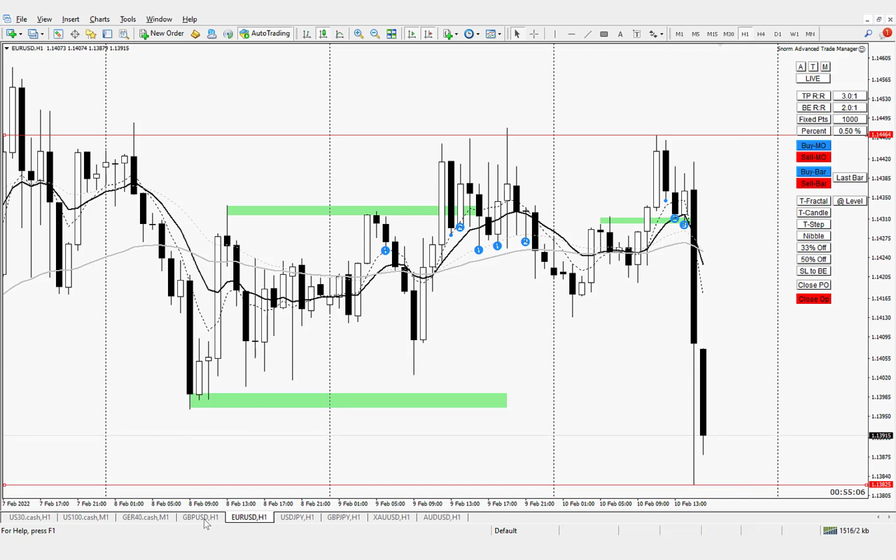Now before I finish the video, actually I will address this in the next video, how you can use this to take trades and then trail your stop loss.